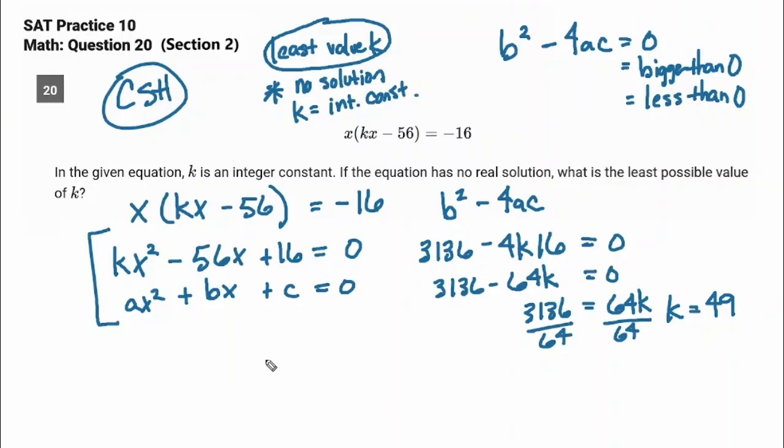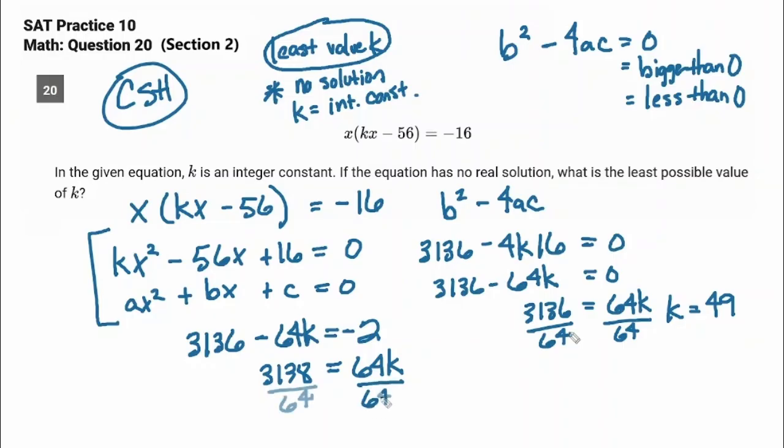So we need to get it less than 0. The easiest way to do this is just to see what would happen if you make it less than 0. Let's make 3136 minus 64k less than 0. Don't think too hard about it. What's something that's less than 0? How about negative 2? If we do this math, I'm going to move the 64k to the right. 3136 plus 2 is 3138. I'm expecting a really nasty decimal. 3138 divided by 64, k is 49.03.